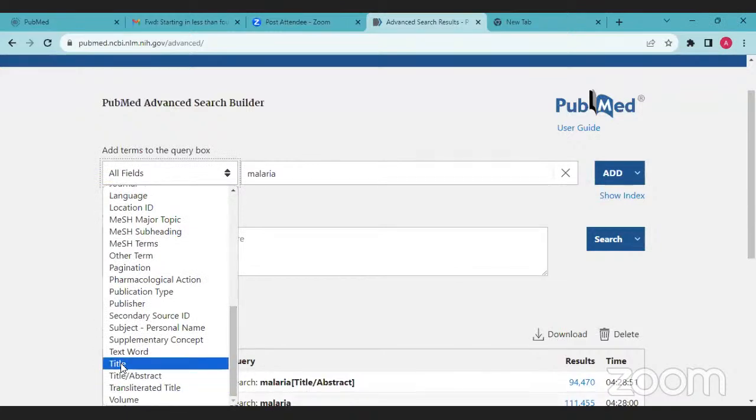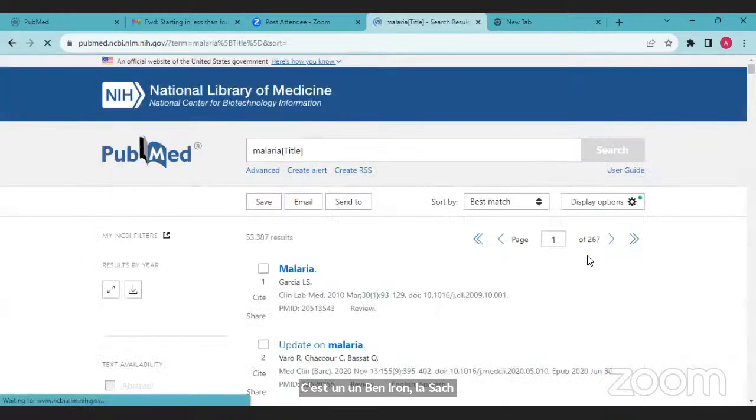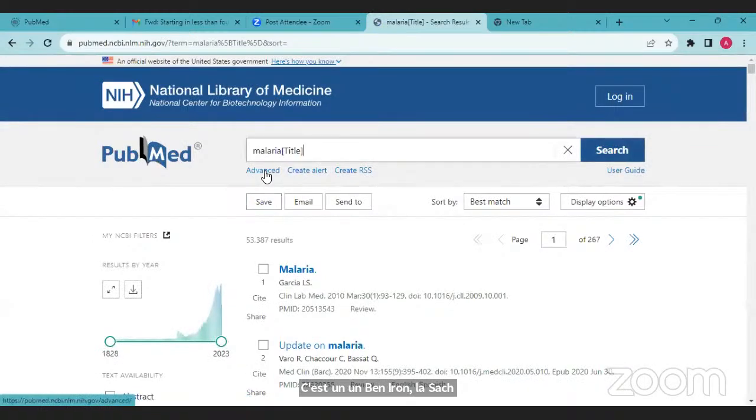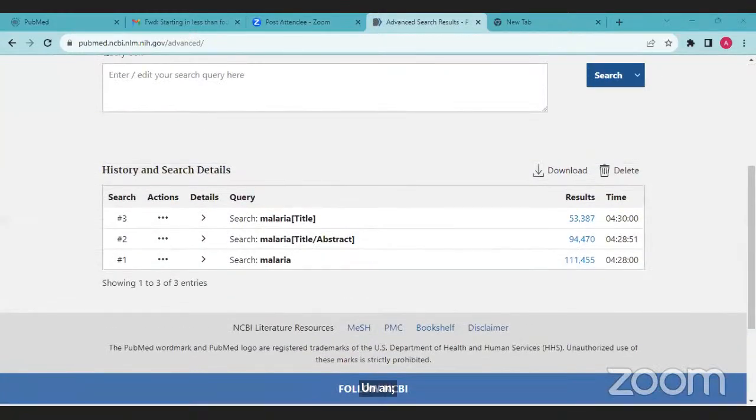So I'm just going to select just title, and then I run the search. And as you can see, it has given me 53,000 studies. So do you see? What does this tell you? The way we search, we need to be careful. When you look at these 53,000, all the studies that you're going to retrieve, the word malaria will appear in the title.